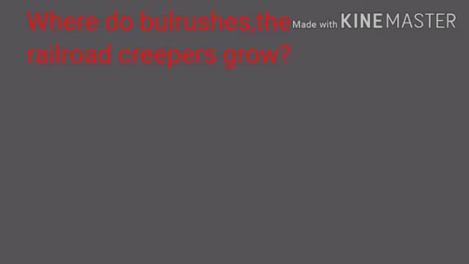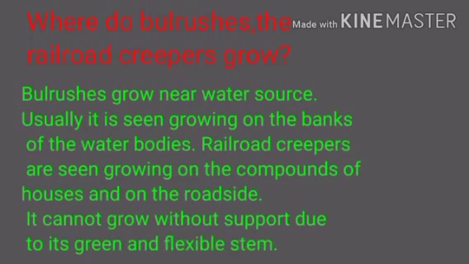Where do bulrushes and railroad creepers grow? Bulrushes grow near a water source. Usually, they are seen growing on the banks of water bodies. Railroad creepers are seen growing on the compounds of houses and on the roadside. It cannot grow without support due to its green and flexible stem.